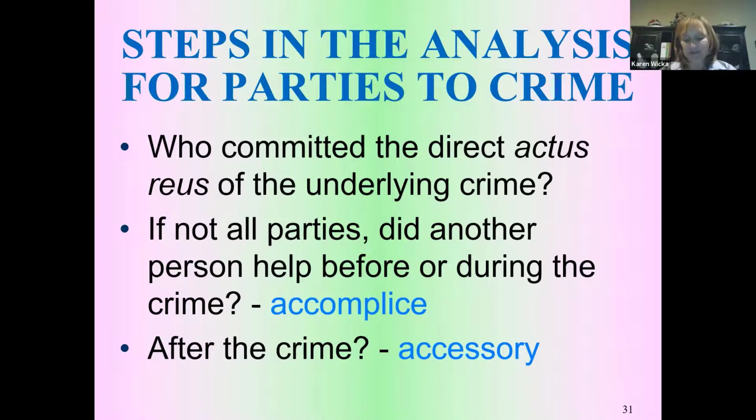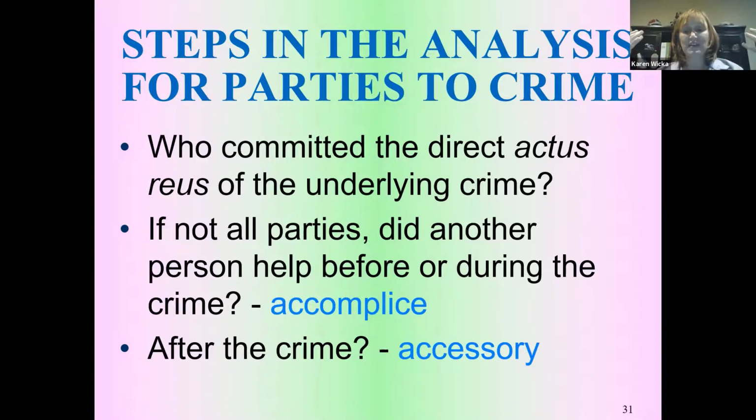So I put this in because if you have to answer that question, then you can force yourself to think of the other people. So first, who is the direct actor? Who's the principal in the first? If it's not all the parties, did anybody else help before or during the crime? If they helped before or during the crime, you're going to fall into the two choices for accomplice liability in New York. One is called accomplice liability, and the other choice is criminal facilitation.